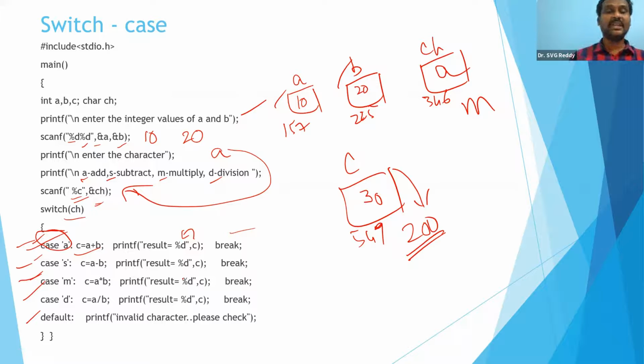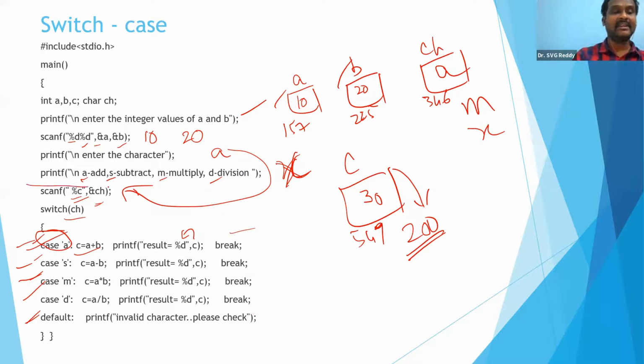And last, if I give, for example, X. So both 10 and 20 are taken and now enter the character. I have entered X. So yes, CH is equal to X now. Small x, for example. So it is not A, it is not S, it is not M, it is not D. So if nothing is matching there, it will go to default. It prints invalid character. Please check.